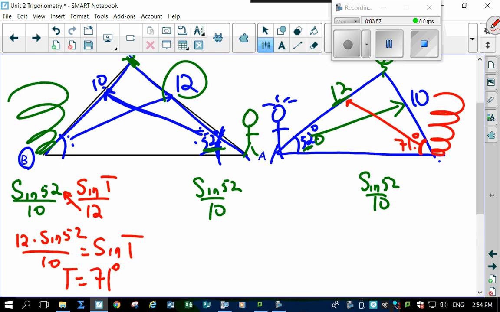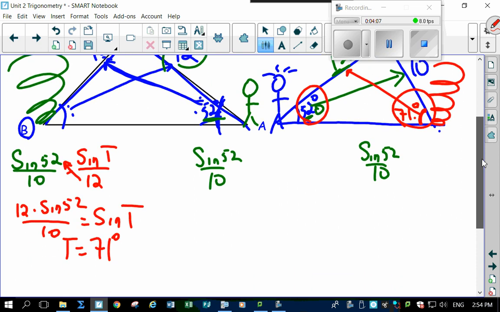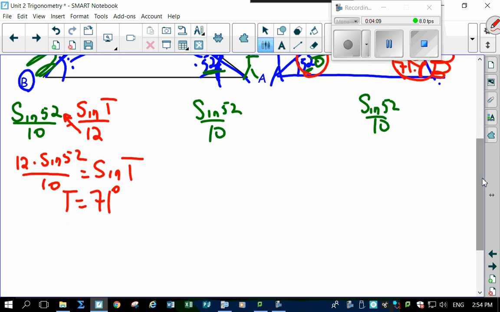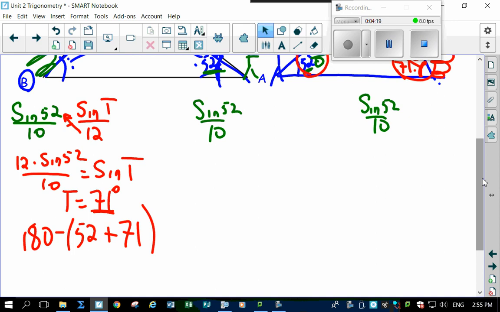Okay, now let's find this angle. Do you remember how to do that? Sure, of course you do. That's going to be 52 and 71 added together, subtracted from 180. So 180 minus the original angle, which was 52, added to our new angle of 71. And remember, I have it on my calculator, so I can just use it there.